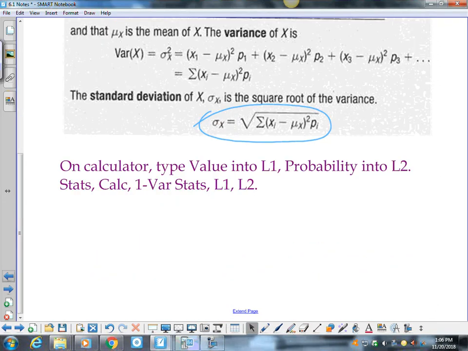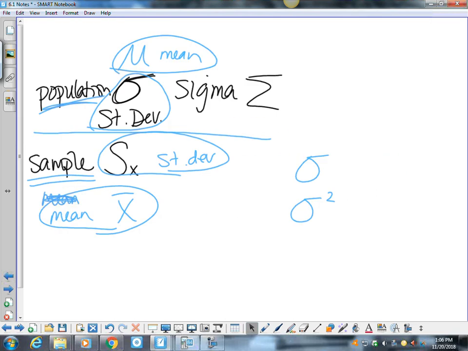It's sort of trusting that you're going to give it all to you. And this is just in your notes, it's going to tell you on your calculator, you can type your value into L1, the probability into L2. You're doing a one variable stats. Just make sure you put your L2 on that frequency list. That's what gives it the weight. Okay.